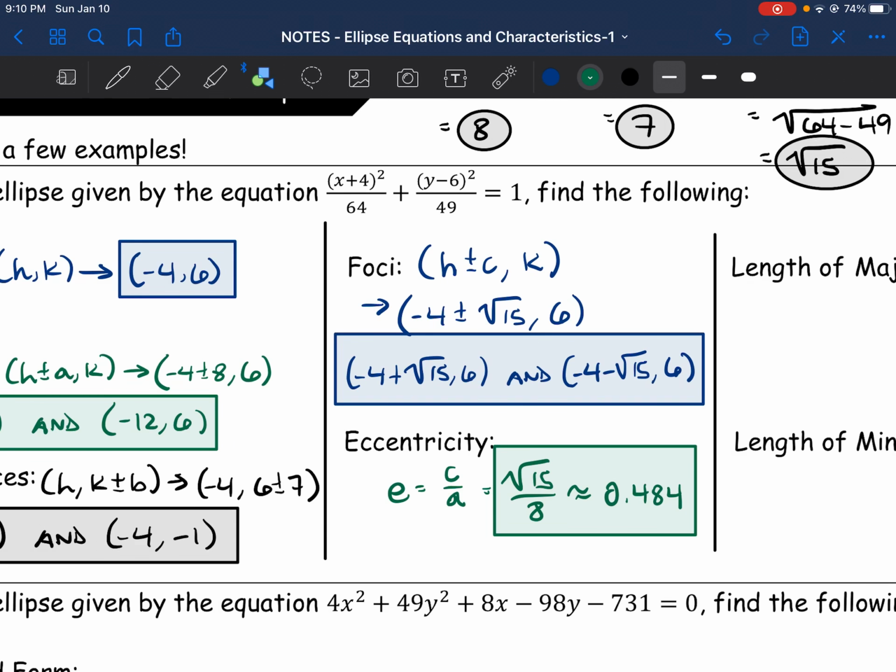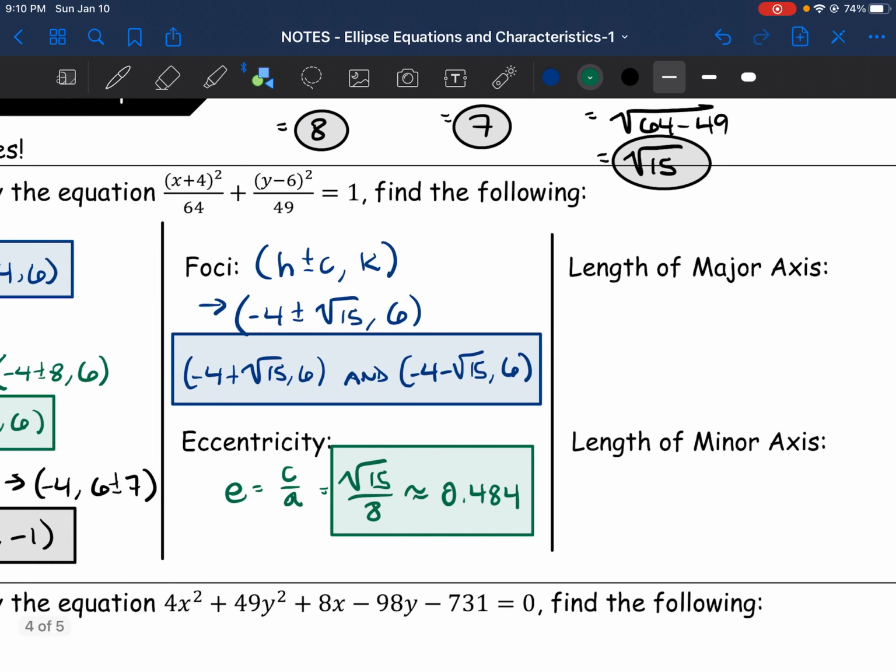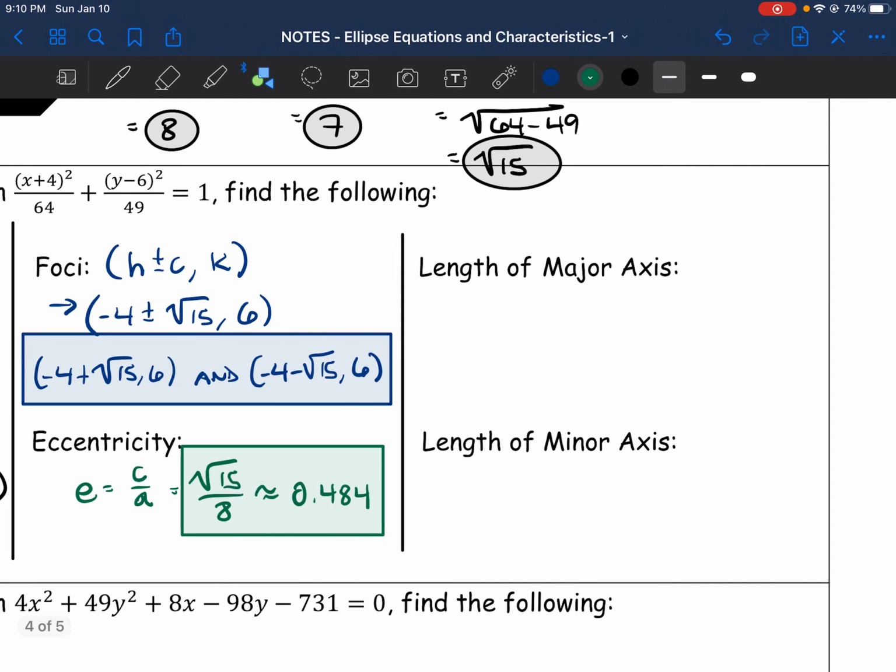And remember, we said the closer something is to 0, the more circular this curve is. All right, lastly, let's look at the length of the major axis and the length of the minor axis. So once again, I'm going to make a big point of it this time. This ellipse is horizontal.